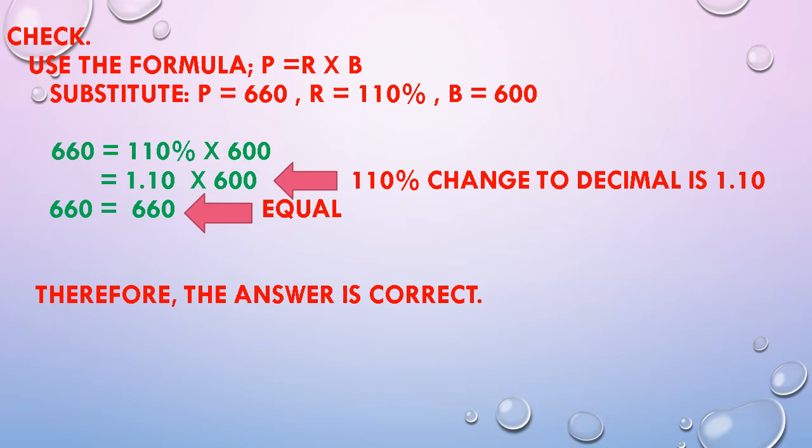So percent to decimal. 110% changed to decimal is 1.10. 1.10 times 600, the answer is 660. So 660 is equal to 660. Therefore, the answer is correct.